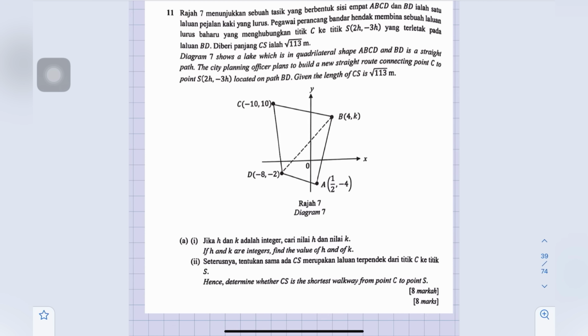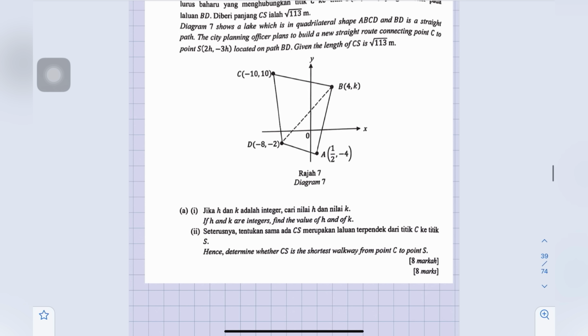Number 11, diagram 7 shows a lake which is in quadrilateral shape ABCD and BD is a straight path. The city planning officer plans to build a new straight route connecting point C to point S(2H, -3H) located on path BD. Given the length of CS is root 113 meter. Part (i): if H and K are integers, find the value of H and of K.